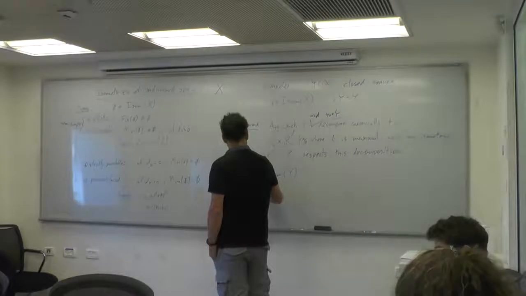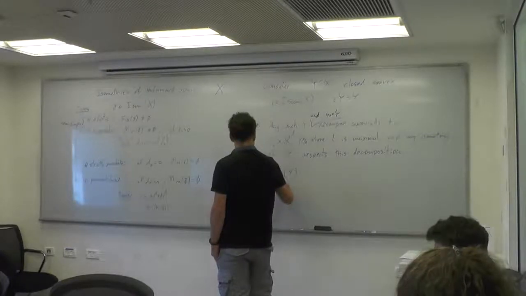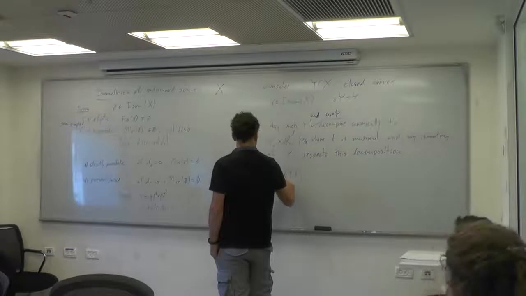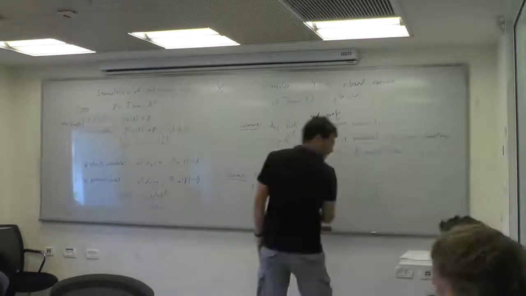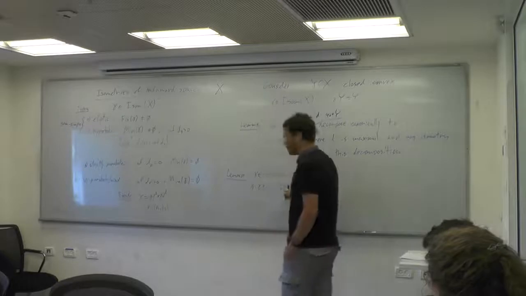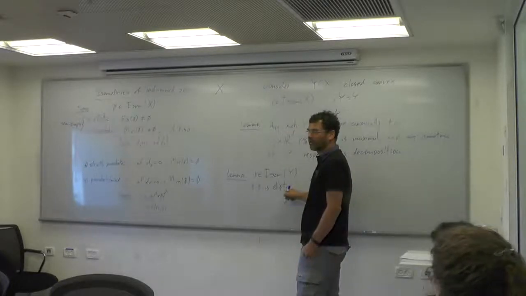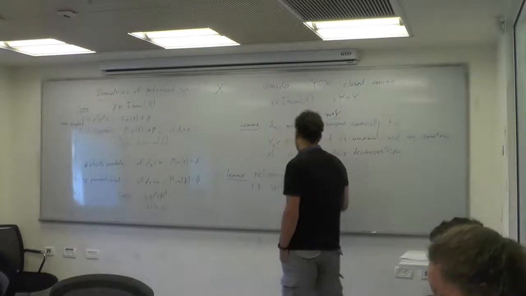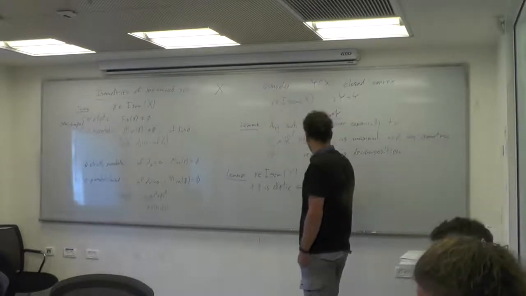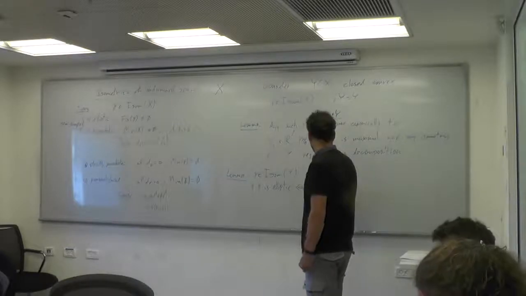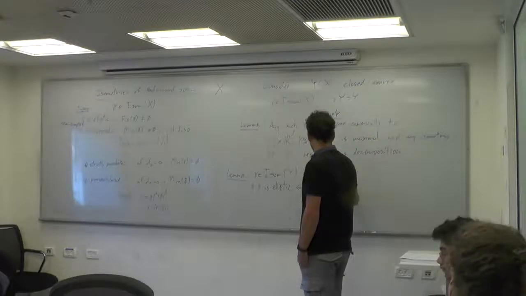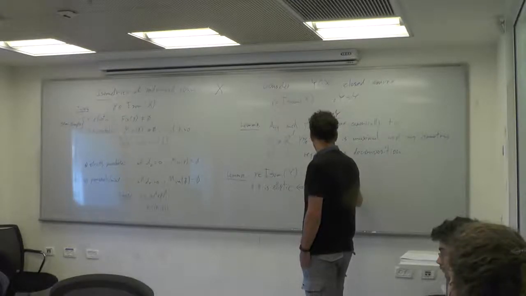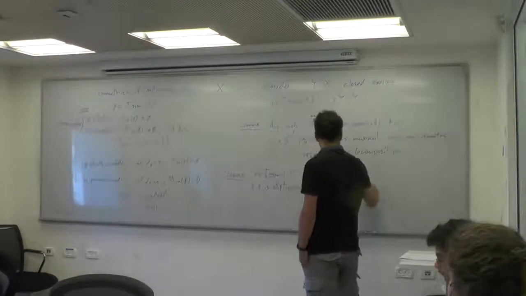If gamma is elliptic, one of them is Y, no? Gamma is elliptic if and only if the orbits of gamma are bounded. So if you want, gamma to the n x, n in Z, is bounded.